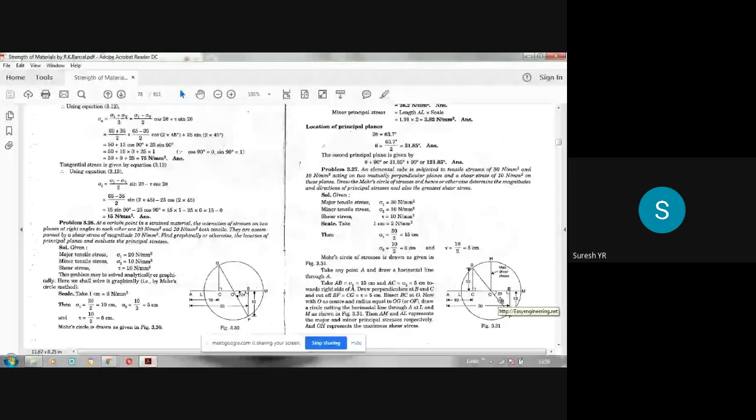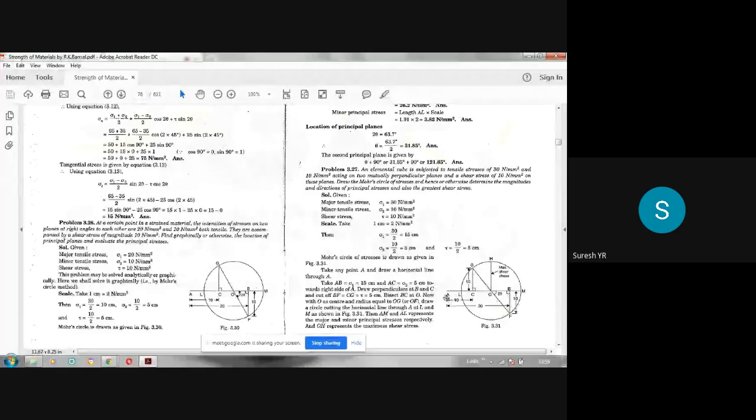So I will explain once again. Draw AB equal to 30, that is 15 centimeters. AC is equal to 10, that is 5 centimeters. First step, draw CG and BF in opposite directions, because one is positive, another is taken as negative, which is equal to 10, that is 5 centimeters. Then that is the shear stress. Then join this GF, taking O as center, OG or OF as radius.